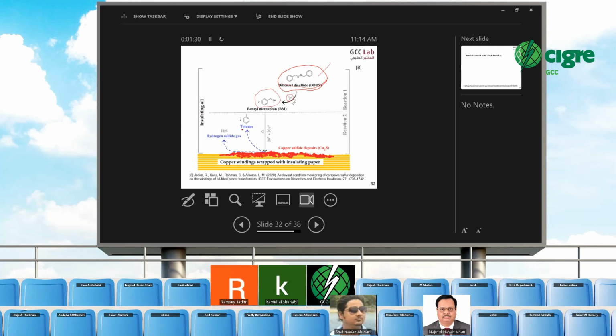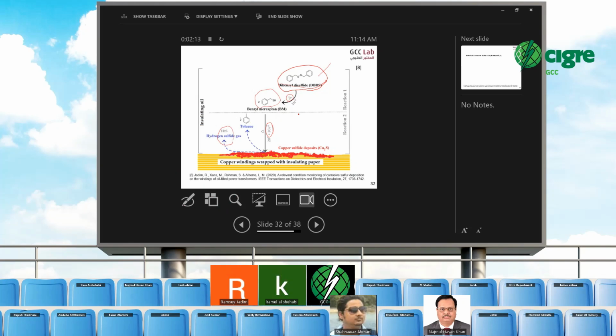It is searching all the time in the oil for copper ion. If it finds copper ion, it will lead directly to copper sulfide deposit. And we found that after the deposit, H2S gas will come. Toluene also comes, but mostly H2S gas. So, to check all of this is very important. It gives me information.